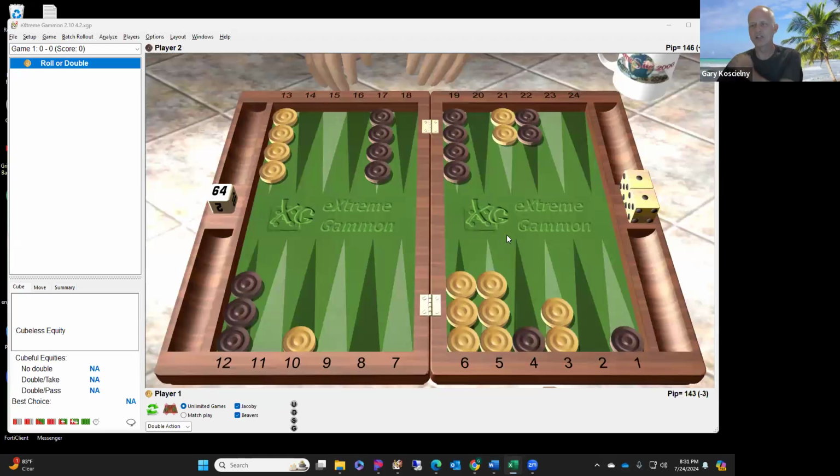Well, okay, so let's look at the system. What does it tell us? Does black have a take here?